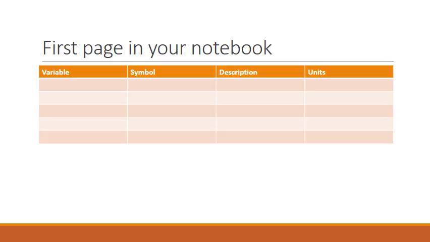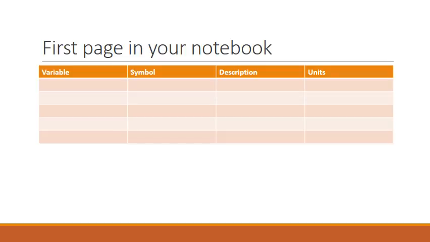The second column is symbol. And symbol is because physicists are lazy people. We don't like to write a lot of words in our notebooks or in our classwork, so we abbreviate our variables. Often the symbol for a variable is the first letter of the word, but not always. We'll get those as we go along this year.